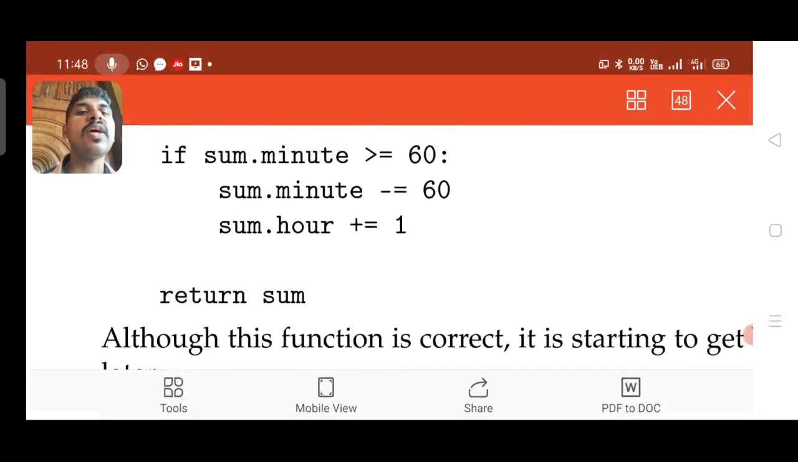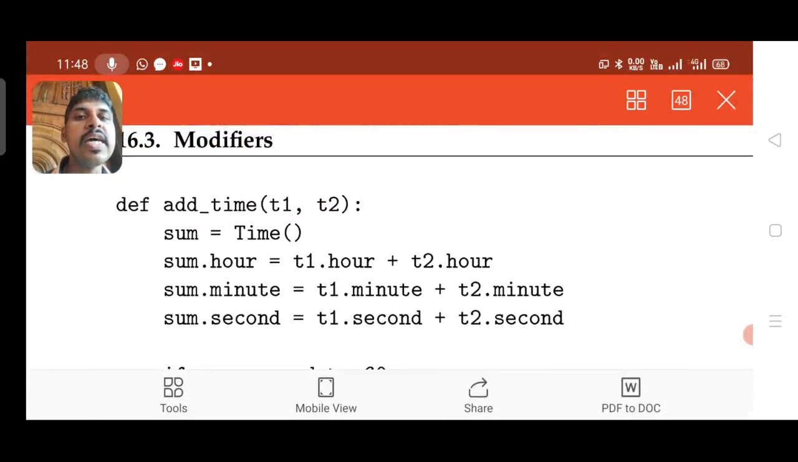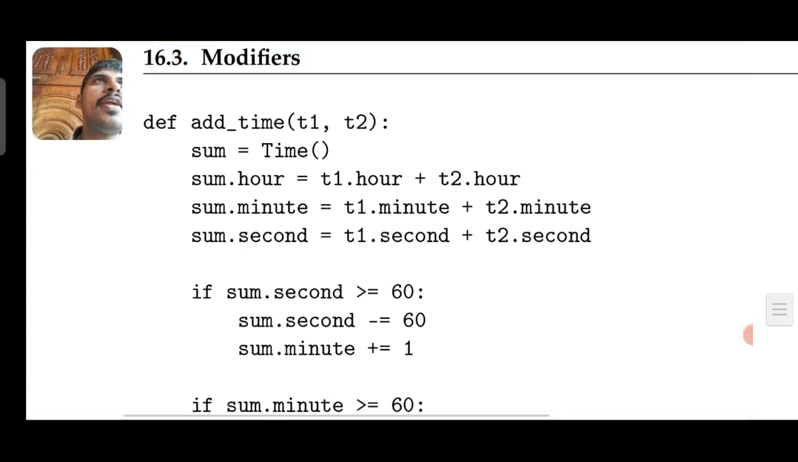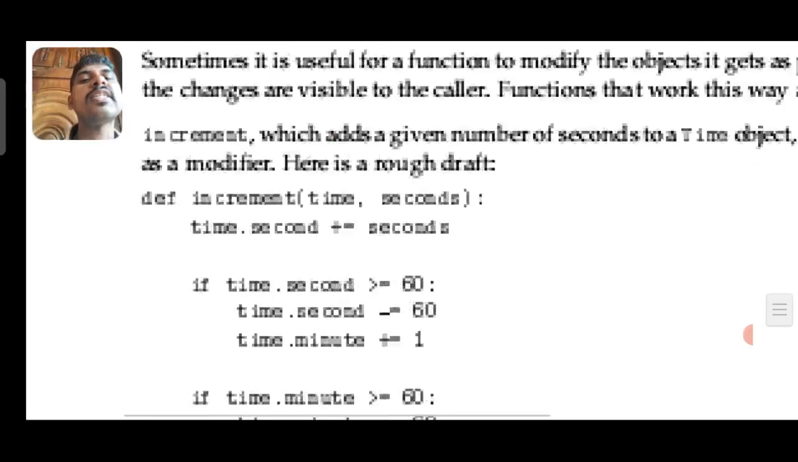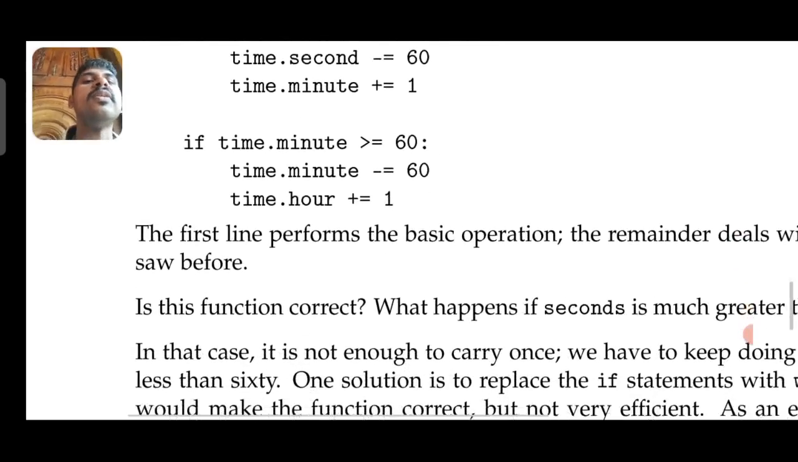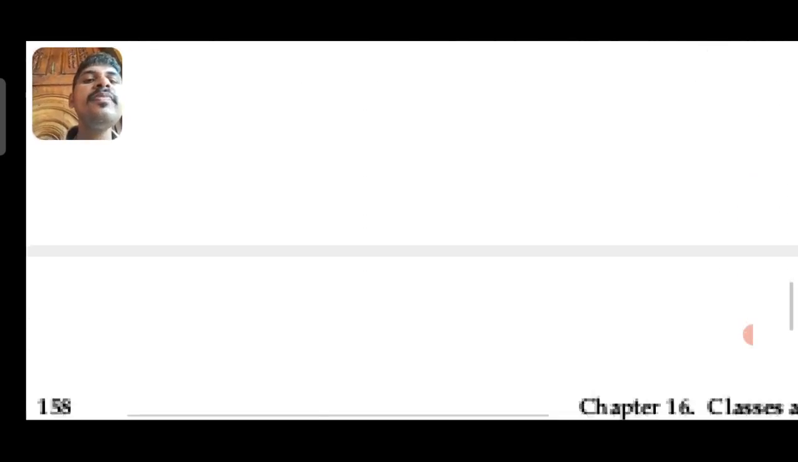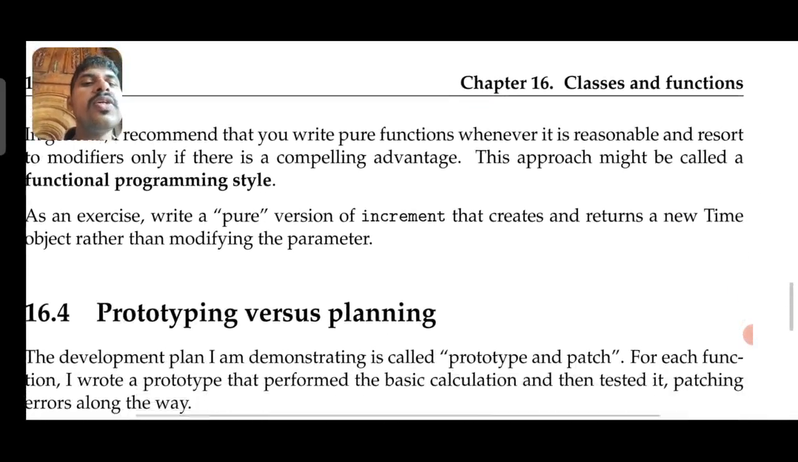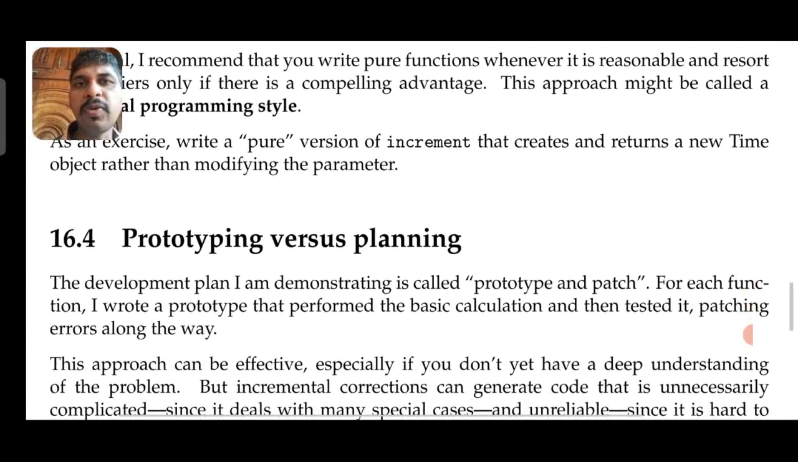Earlier we included this as part of the class, in the definition of add_time. Now we are considering a separate modifier function, the increment function, to perform the same operation. This all depends on the programmer, it comes under programming style. It's not compulsory that you follow this style only. Whichever way you choose, you have to get the accurate result.